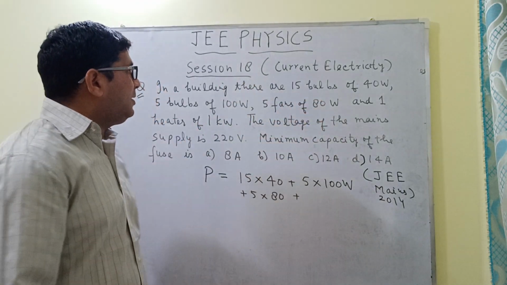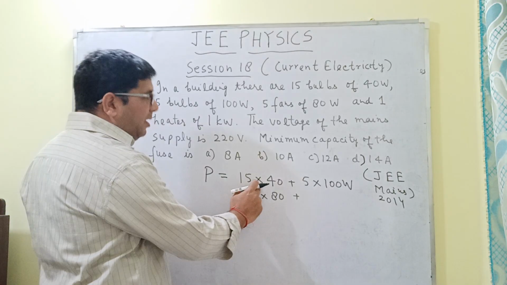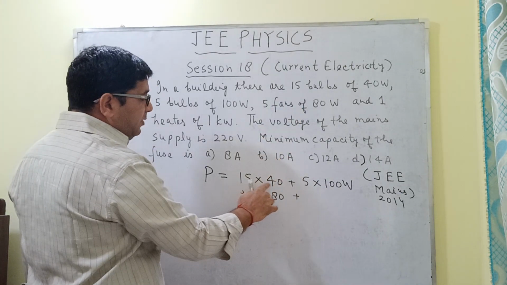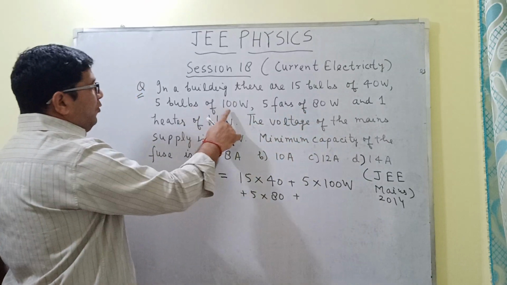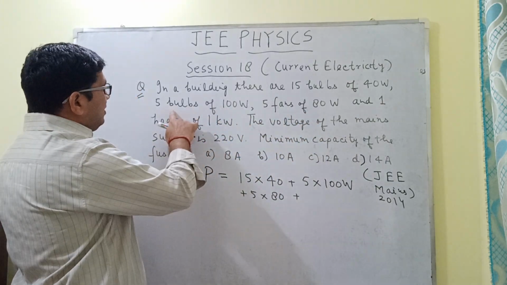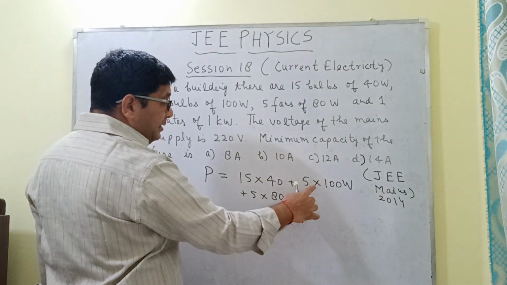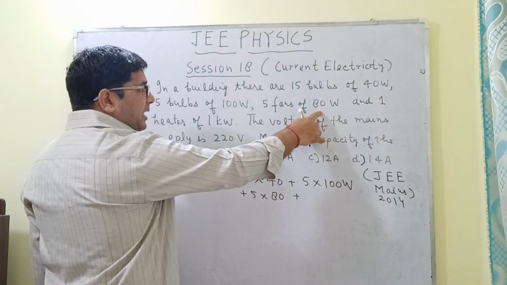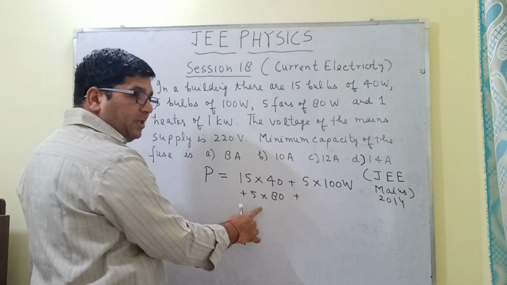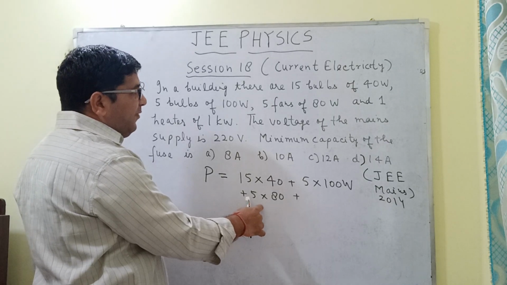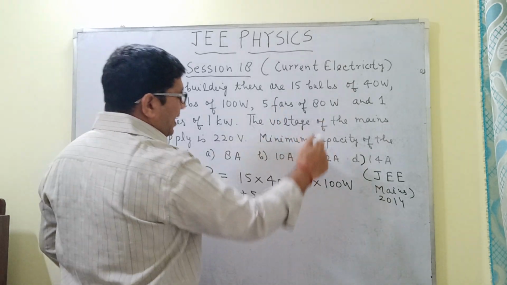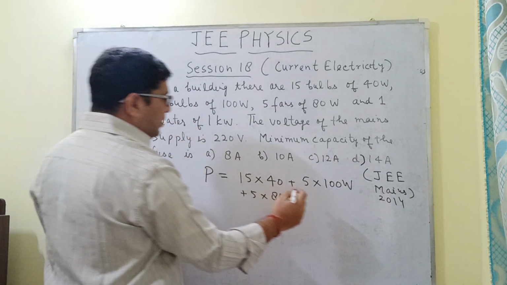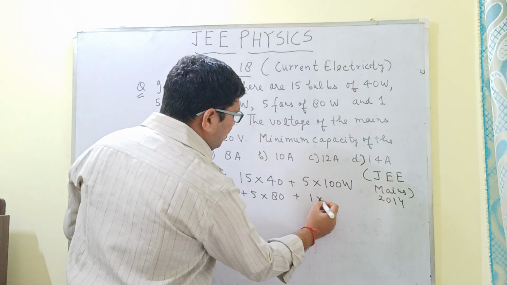So the total power consumption of 15 bulbs will be equal to 15 into 40. The power rating of one bulb is 100 watt, so the total power consumption of 5 bulbs will be equal to 5 into 100 watt. The power rating of one fan is 80 watts, so the total power consumption for 5 fans will be equal to 5 into 80, and the power consumption of the heater is 1 kilowatt, so there is only one heater, so 1 into 1000 watt.